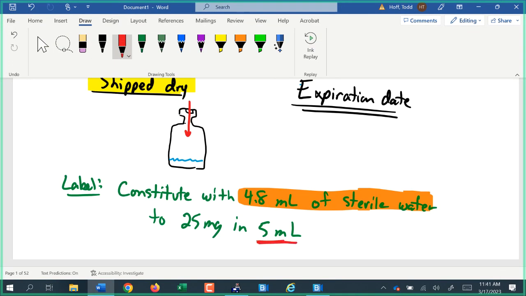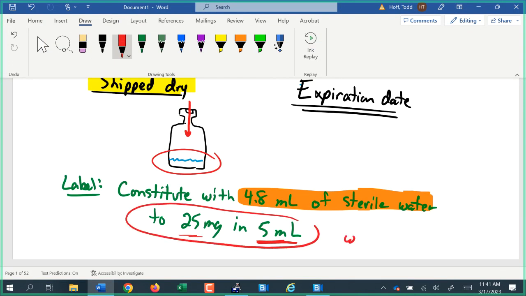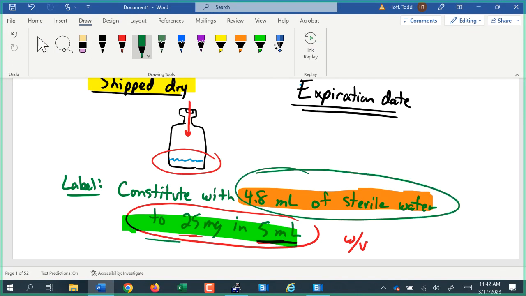So what this is saying is the powder that was in the bottom of that vial was 25 milligrams of medication. So we add the 4.8 milliliters of water, and the total volume will now become 5 milliliters. And so the concentration, this is a weight in volume concentration, as we learned from Wednesday, is going to be 25 milligrams in 5 milliliters of total solution. And realistically, for our purposes, this is the only thing we care about, the final concentration.